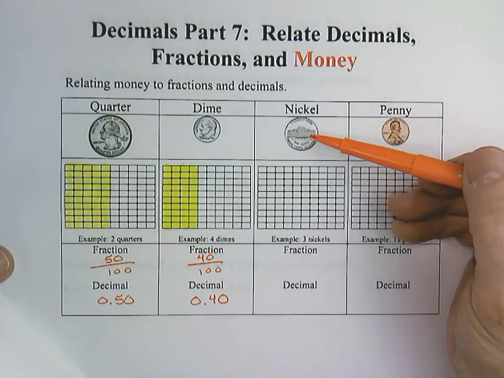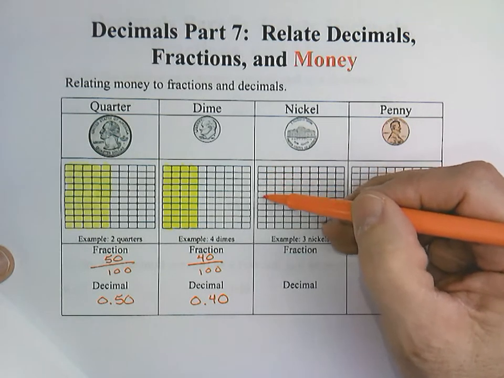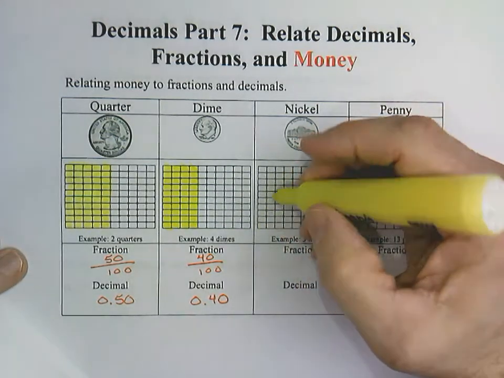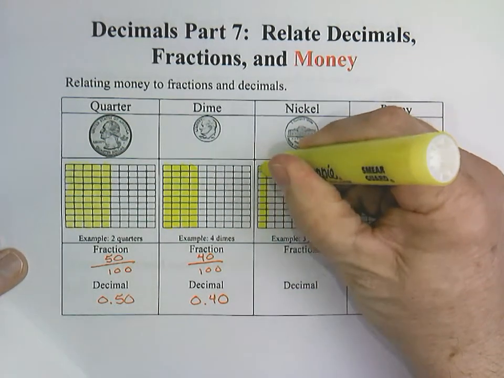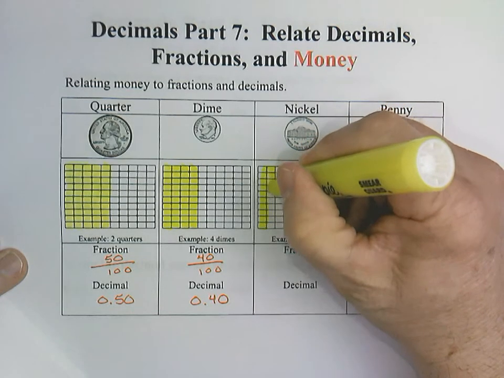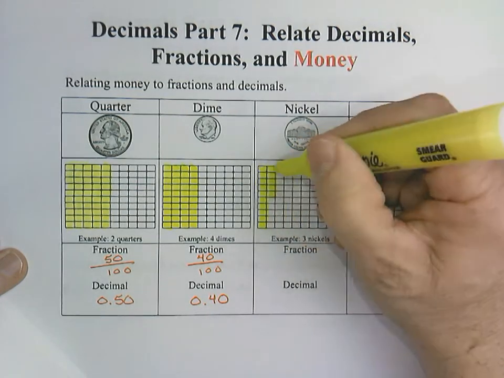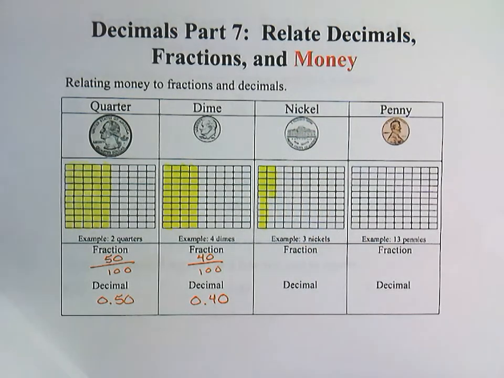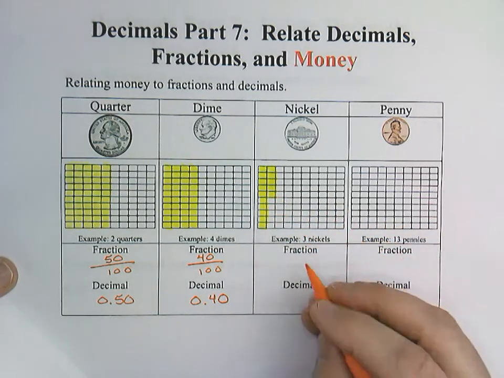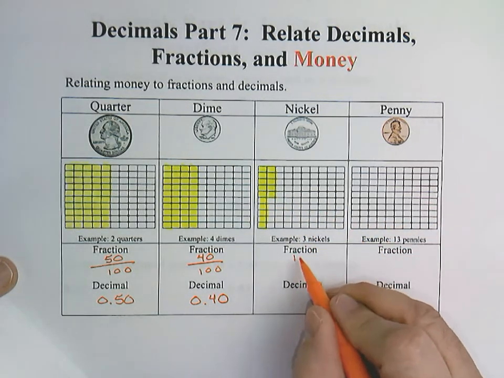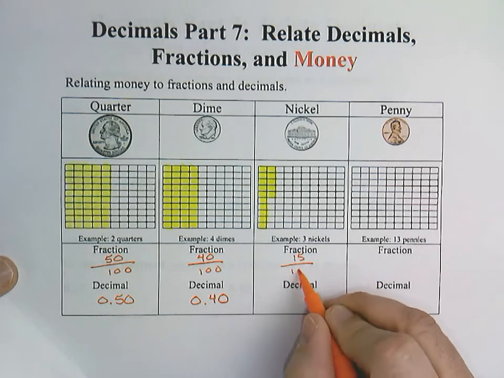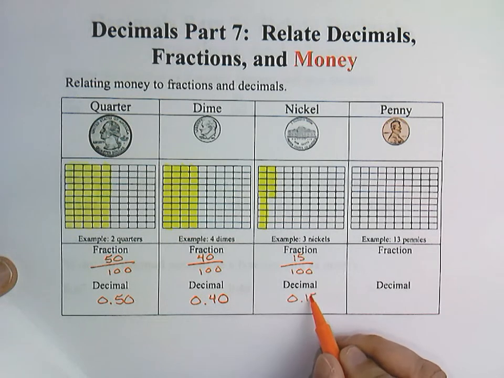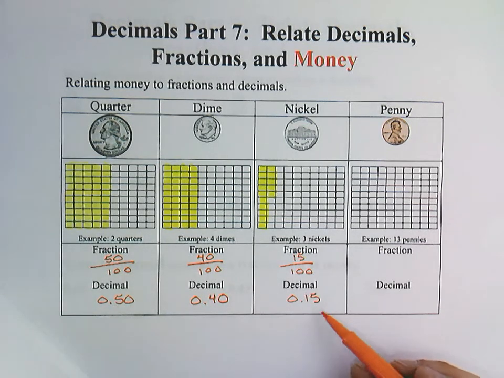Our nickels are 5, so 1 nickel would just be 1, 2, 3, 4, 5. In this example, let's do 3. That would be 5, 10, 15. So I'm going to shade 10 here. And 1, 2, 3, 4, 5. I think that's 5. Okay. And if we had to express that as a fraction, it would be 15 hundredths, and in decimal form, it would be expressed as 0.15, which is 15 hundredths.